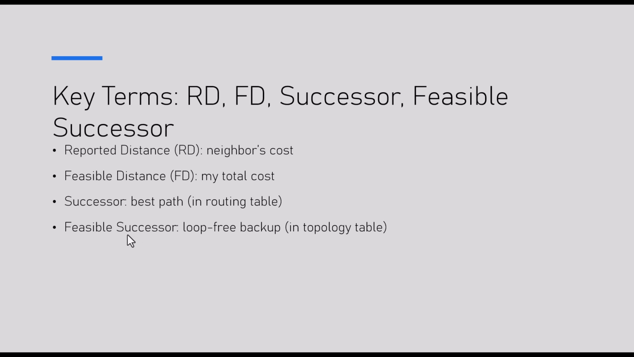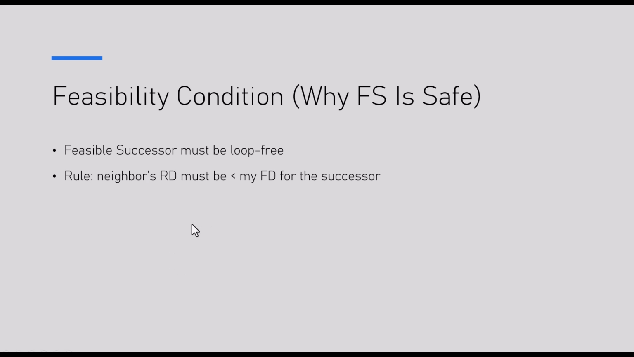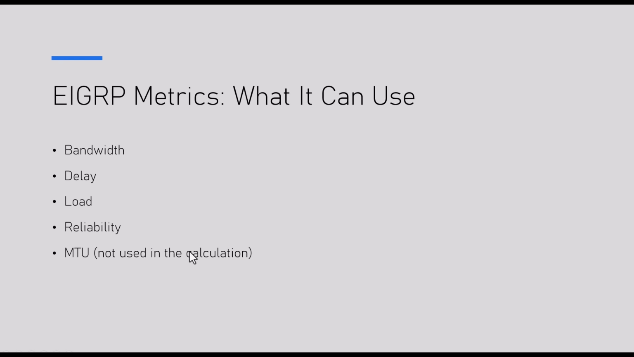So it says a feasible successor is going to be the loop-free backup in the topology. So in my case, I had two paths. If I had the first calculation, then the direct path would be the actual path, and the second path, which was a little high in the metric, that would be my feasible successor, and I would keep it in my topology table, and I would use it in case I see that my first path goes down. So the feasibility condition is something like that. Reported distance should be less than feasible distance, or I would say feasible distance is more than reported distance.